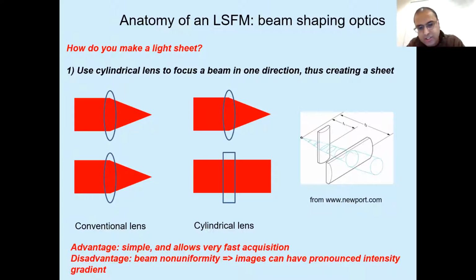One of the disadvantages of this way of doing it is that you have some beam non-uniformity at the edges of the illumination. There are ways of dealing with this, but at least from the get-go after the cylindrical lens, this is one drawback: this kind of beam non-uniformity.